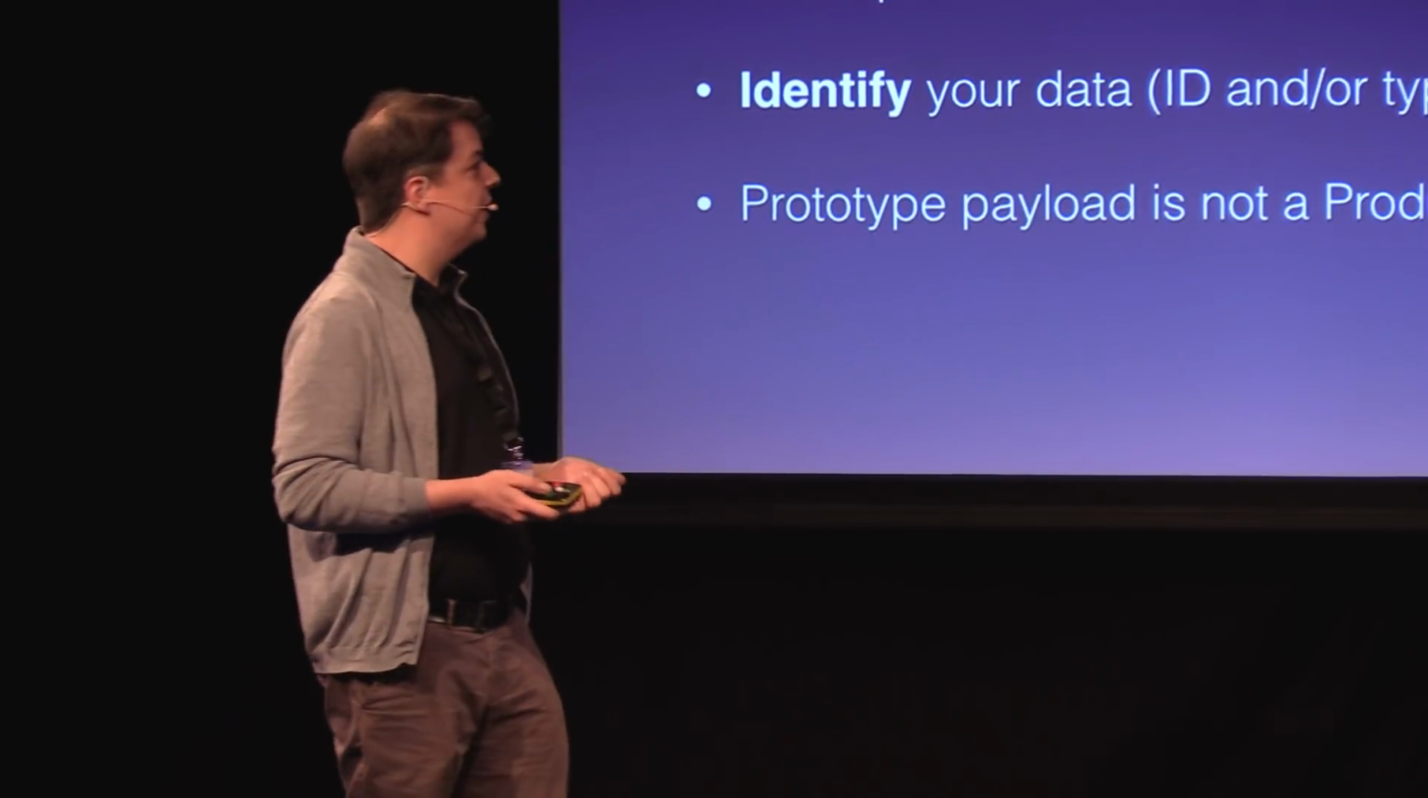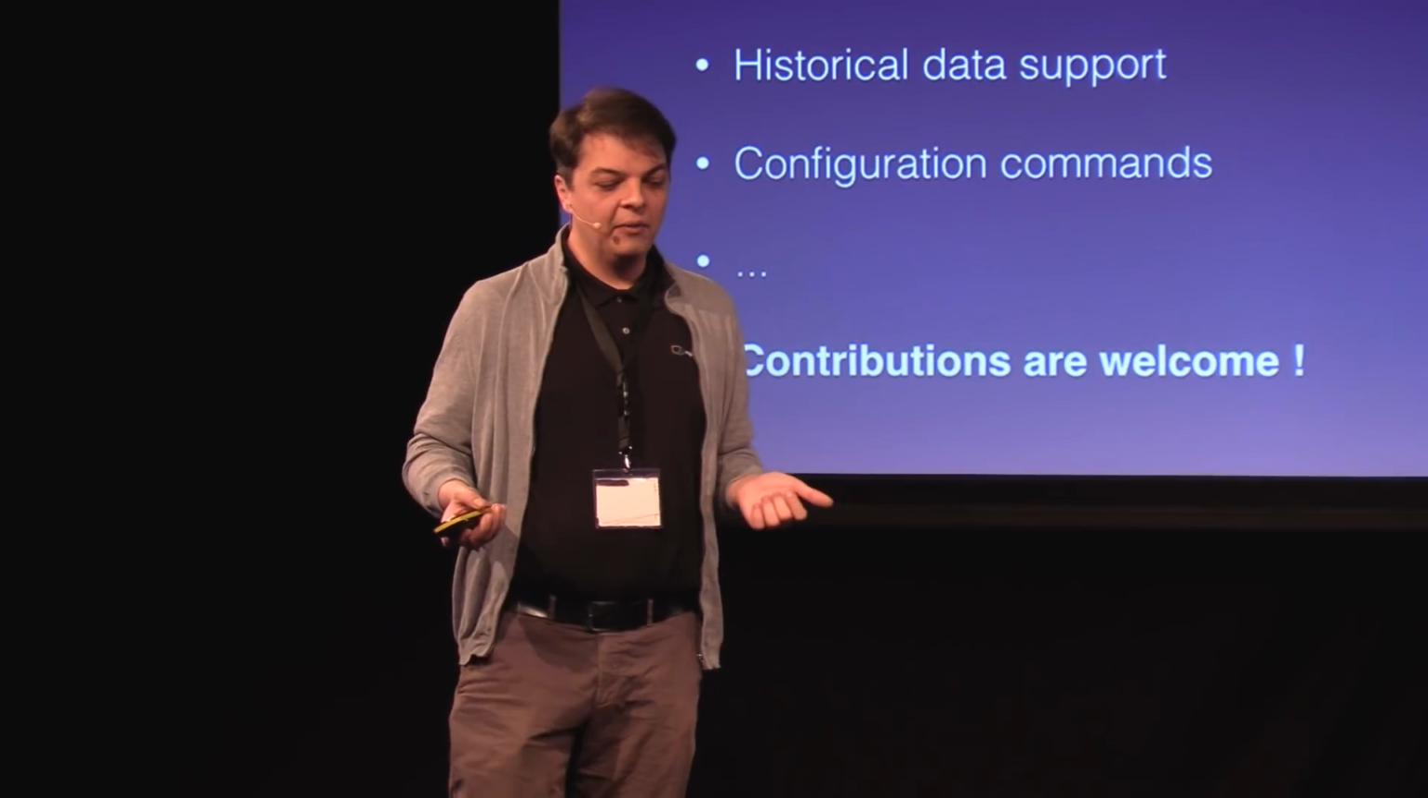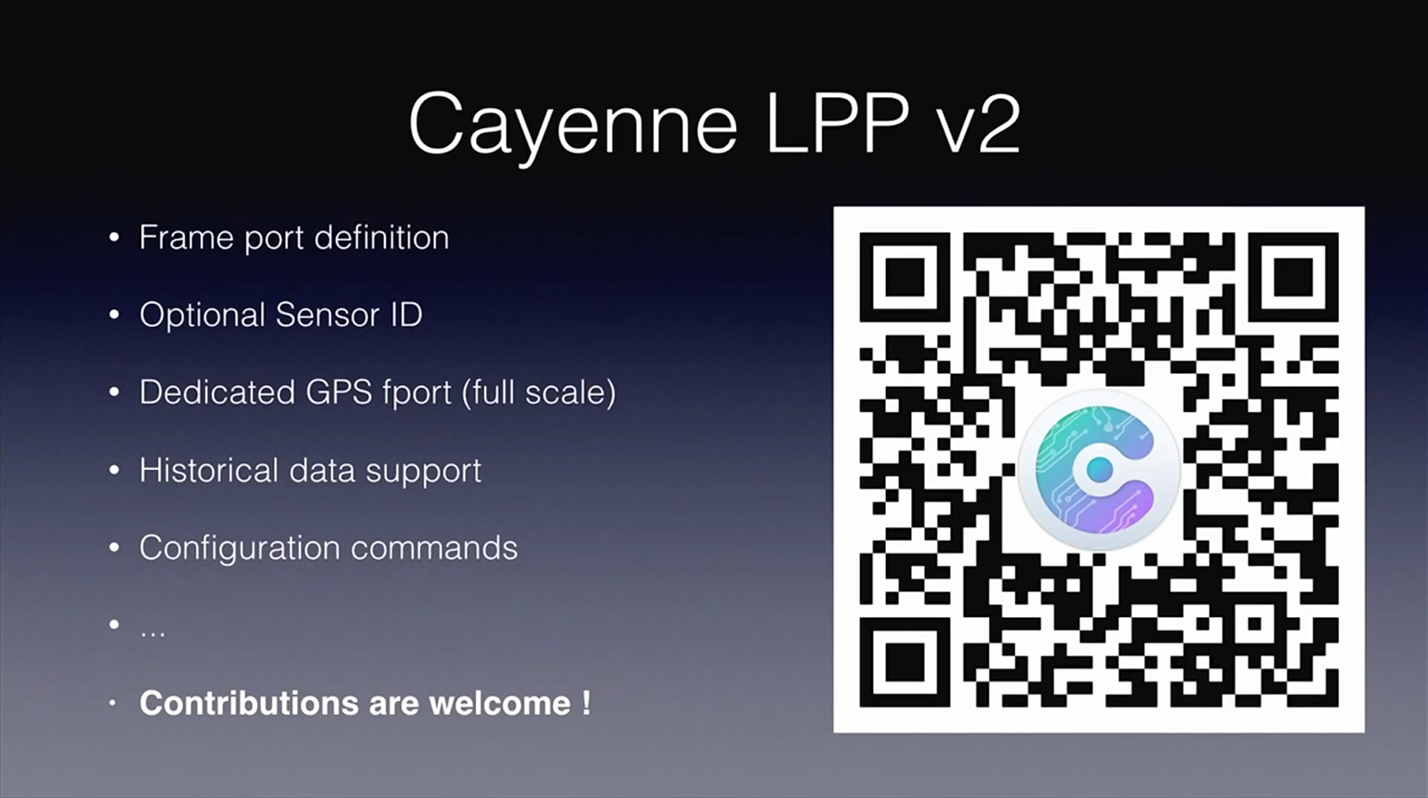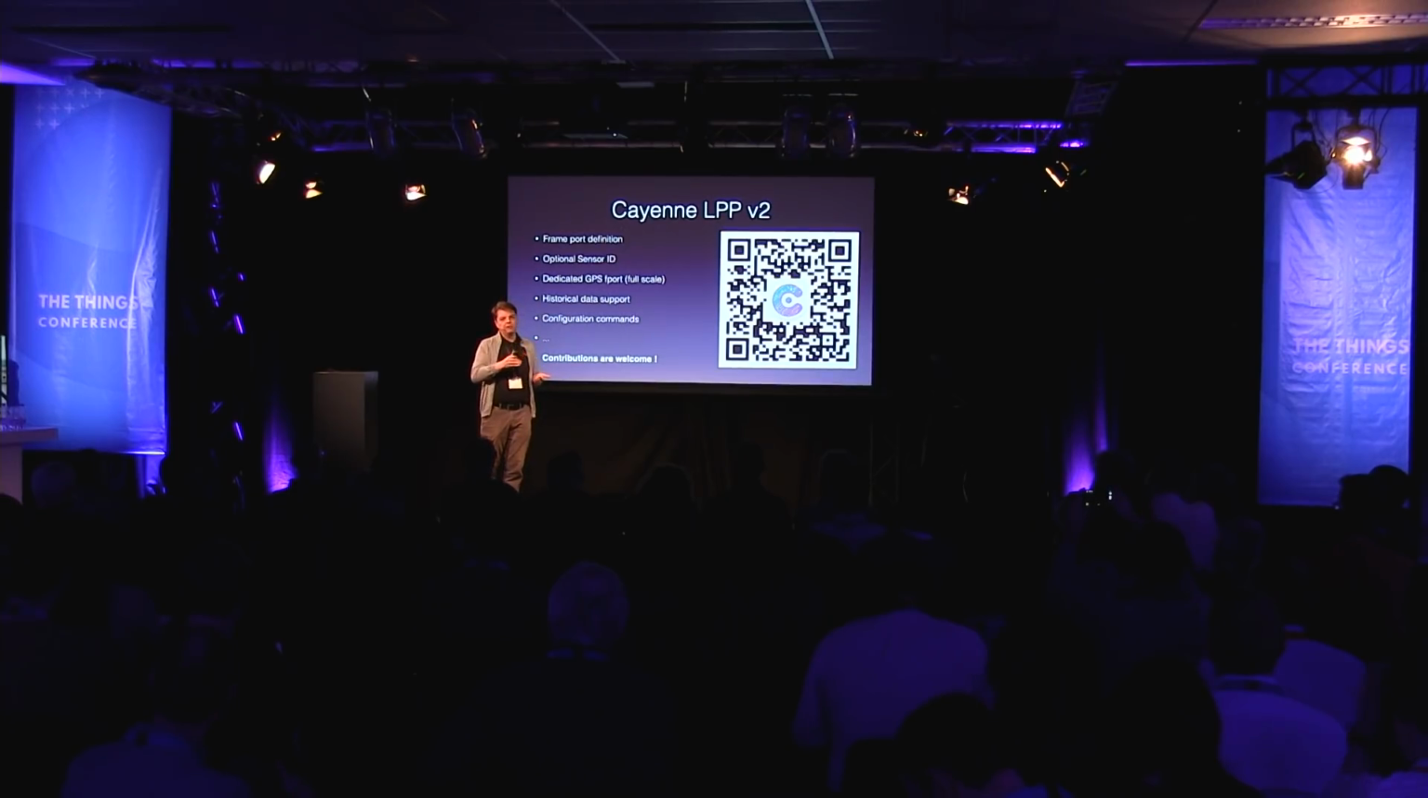And actually, we had the same reflection at MyDevices. We released Cayenne LPP one year ago, and we are going to release Cayenne LPP version 2, which is more industrial. It has a lot of frame port definitions with specific uses. The sensor ID, if you remember, I showed number 1, number 2, number 3. If all the sensors are always in the same order, we don't need that sensor ID, so I'll make it optional. There is also a full GPS dedicated frame port with a full-scale resolution for GPS latitude, longitude, and altitude. That was some feedback I had in the past.